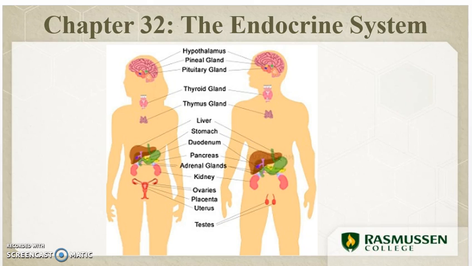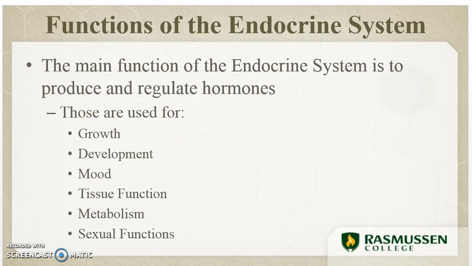So now that we know what the parts of your endocrine system are, we really need to discuss the functions of this system. The vital function of the endocrine system is to produce and regulate hormones. Those are chemical transmitters that regulate different body functions, including those of growth, development, mood, tissue functions, metabolism, and sexual functions for both males and females.